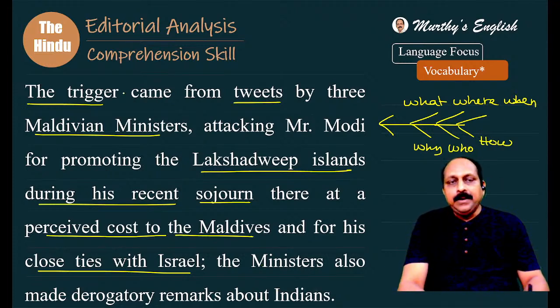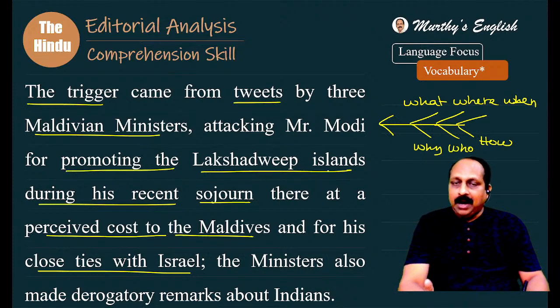What exactly happened? The trigger, that means the reason behind all this, the cause, came from tweets by three Maldivian ministers. And the tweets about what? The tweets attacking Mr. Modi for promoting the Lakshadweep Islands during his recent sojourn, meaning short stay, there at a perceived cost to the Maldives.